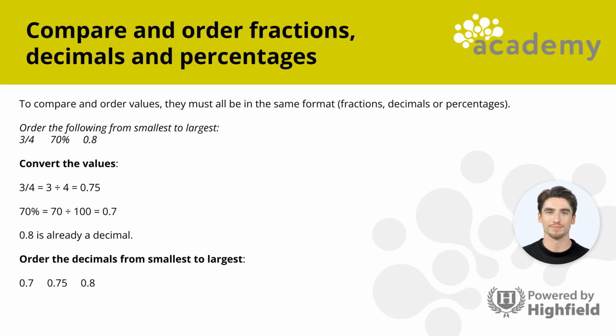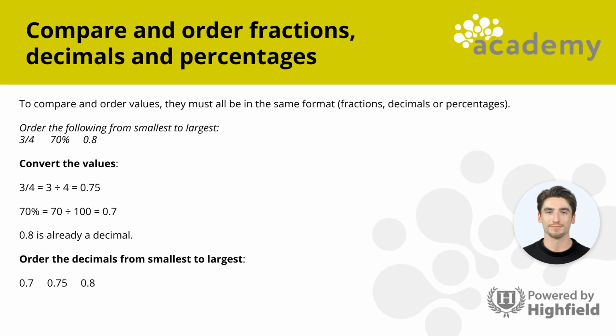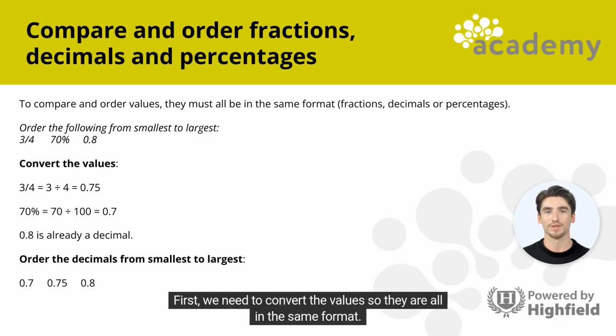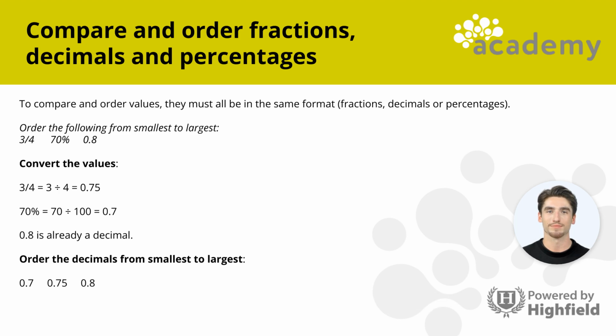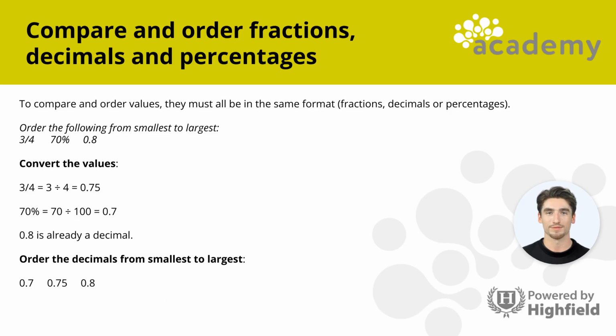Let's look at an example. Order the following from smallest to largest. 3/4, 70% and 0.8. First, we need to convert the values so they are all in the same format. This time, we will use decimals. 3/4 is the same as 0.75. 70% is the same as 0.7. 0.8 is already a decimal. Finally, we can order the decimals from smallest to largest. 0.7, 0.75 and 0.8.